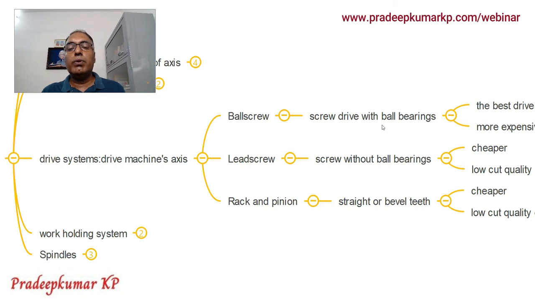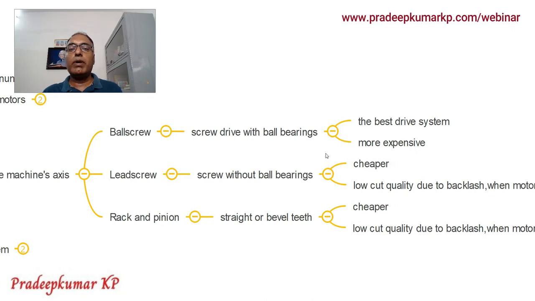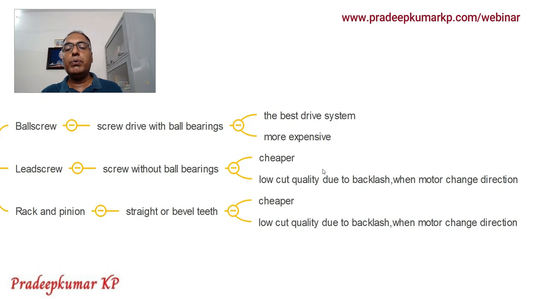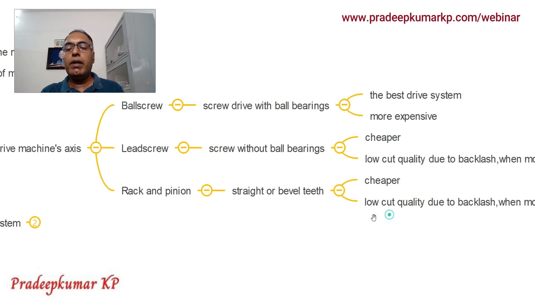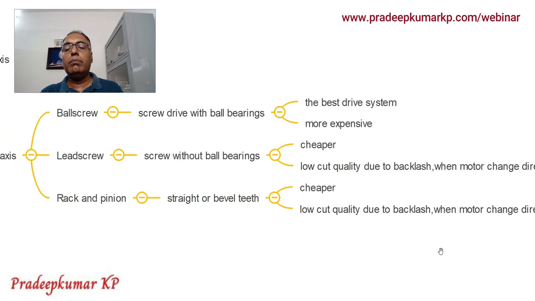Ball screw drive uses ball bearings, so it is the best drive system and more expensive. In lead screw, the screw has no ball bearings, so it's cheaper but has low cut quality due to backlash when the motor changes direction. The third one is rack and pinion, which has straight or bevel teeth, and it is much cheaper but also has low cut quality due to backlash when the motor changes direction.